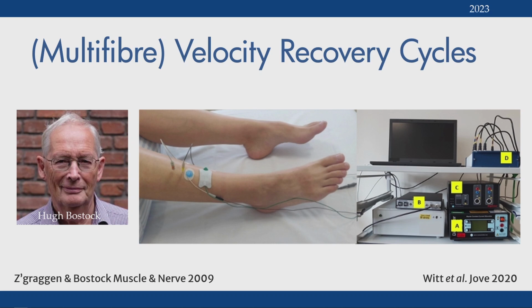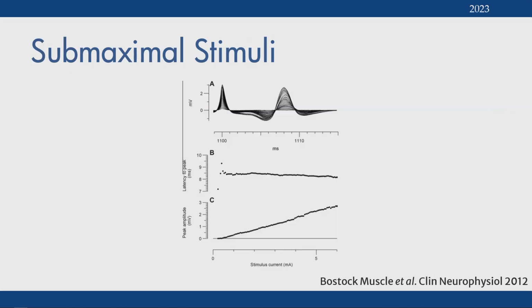This is using the Q-Track software developed by Hugh Bostock, but it could also be set up with stimulation protocols, I believe, on standard kit. And this is really just to say that these are submaximal stimuli that you're using. And the fact they're submaximal enables you to look at more conditioning stimuli because you're not then evoking a big twitch. It also makes it more comfortable. And the reason it can do that is because unlike the peak, which will gradually increase as you increase the stimulus amplitude, the latency remains pretty stable. And it's the latency that we're looking at with the MVRCs.